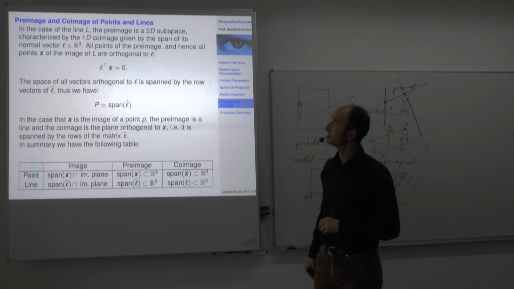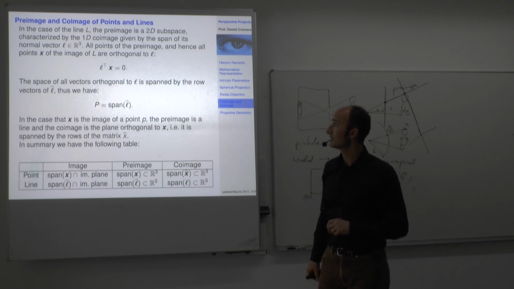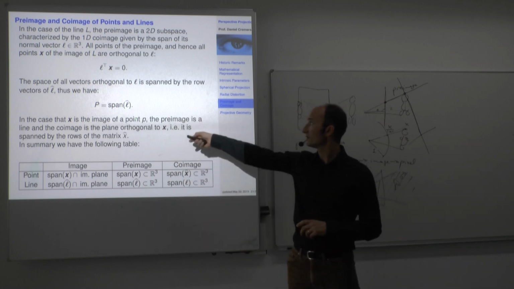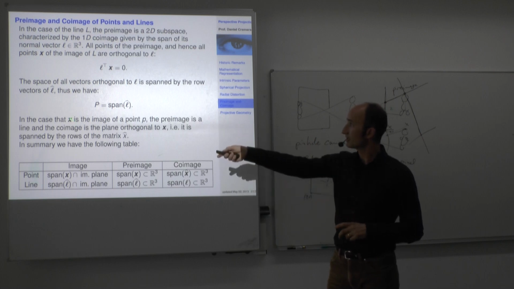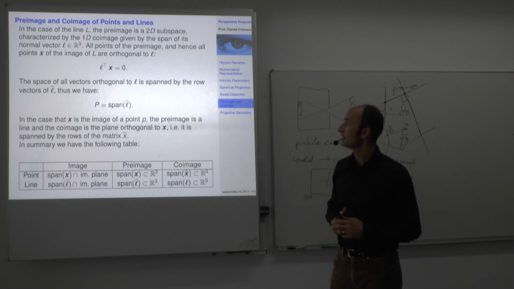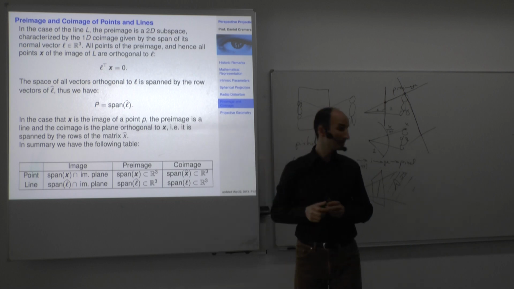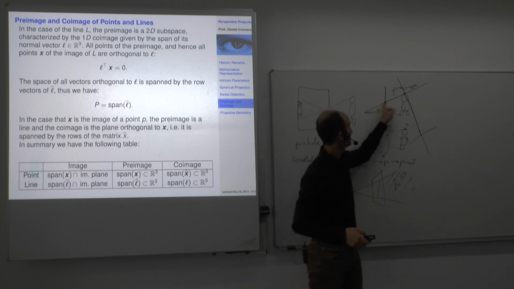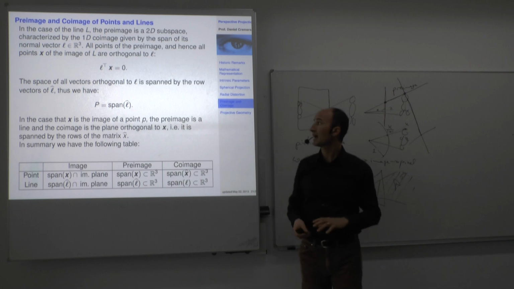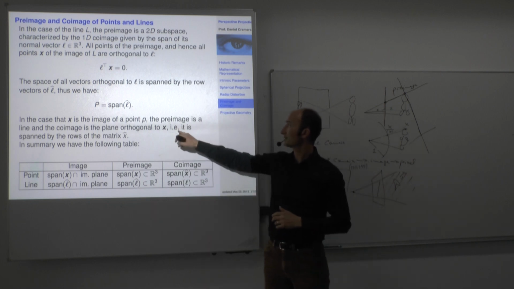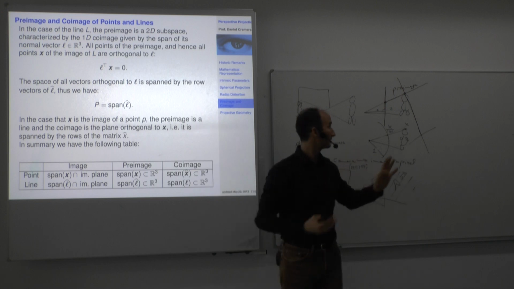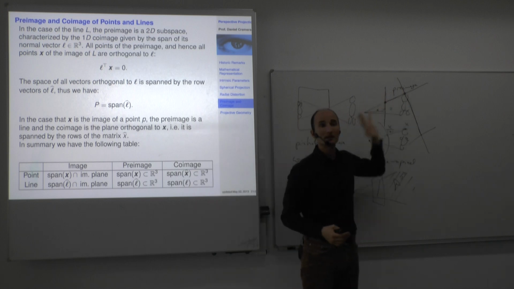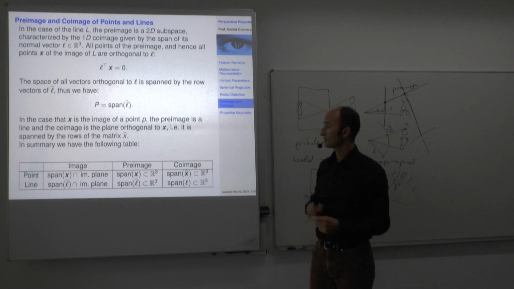That's for pre-images of lines. In the case that x is the image of a point P, so we have a point P, we see its image on the image plane, little x, then the pre-image is clearly a line. So for a point, the pre-image is a line, and the line can also be characterized by its co-image. The co-image, so the orthogonal complement to the line, is a plane. So you see there's a certain relation there.